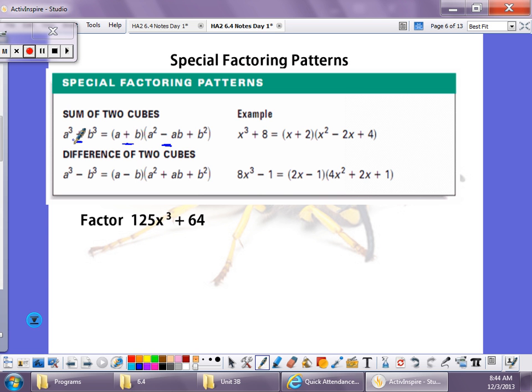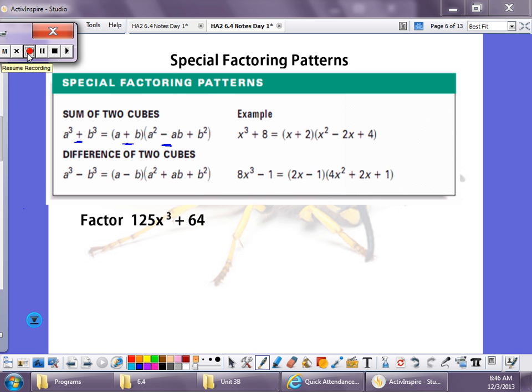Okay, the difference of two cubes, you get a cubed minus b cubed. So that's the difference of two cubes. And you get a minus b. Again, this sign is the same as this one. A squared plus ab plus b squared. And here's some examples over here, and we'll walk through this one.